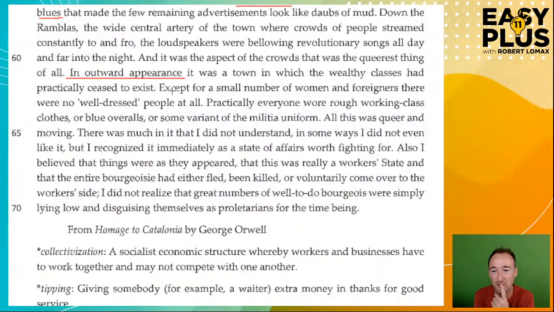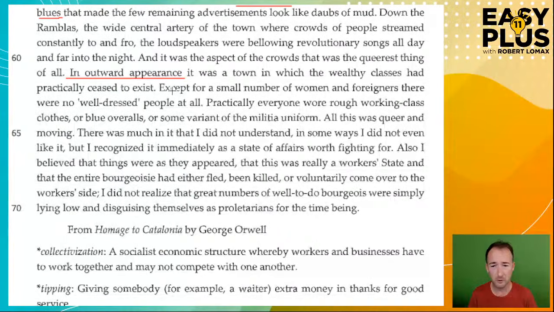Except for a small number of women and foreigners, there were no well-dressed people at all. Practically everyone wore rough working class clothes or blue overalls or some variant of the militia uniform. Okay, so there's no sign of the wealthy people. They seem to have gone away. Apart from the odd woman or foreign person, it's interesting how women are kind of excluded from the category of the wealthy classes, but other times, other customs. Practically everyone wore working class clothes or blue overalls. Okay, so everyone is dressing like a working person rather than a wealthy person.